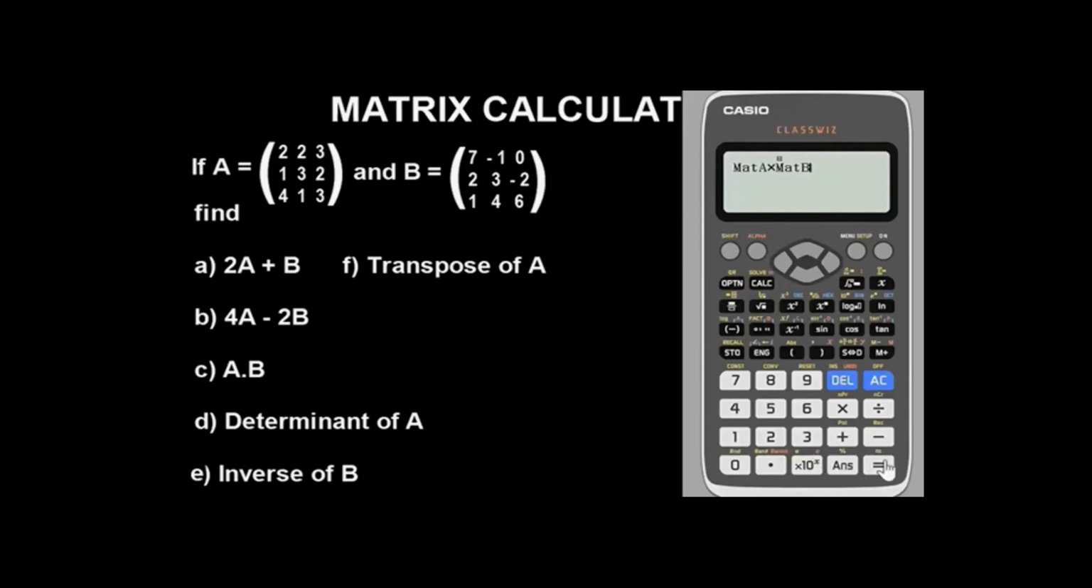answer, the multiplication of these two matrices. So this is the answer, guys. It's as simple as that. So let's find the determinants.